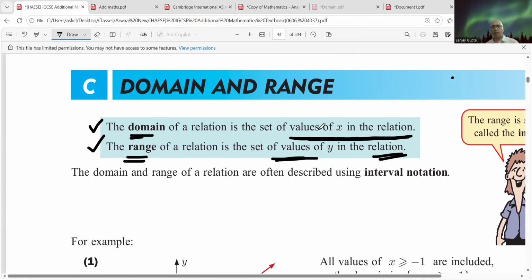So the domain is the set of possible values of x. Therefore, we should be very clear about the algebra of different kinds of functions so that we can know which values are allowed for a given function and which are not allowed. The set of those allowed values is called the domain.